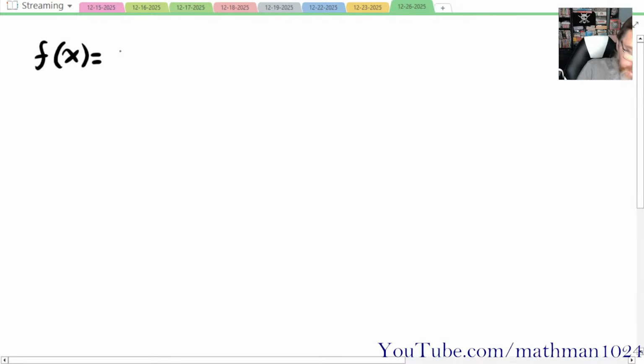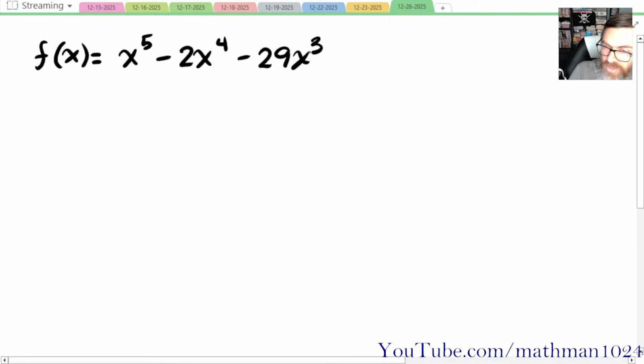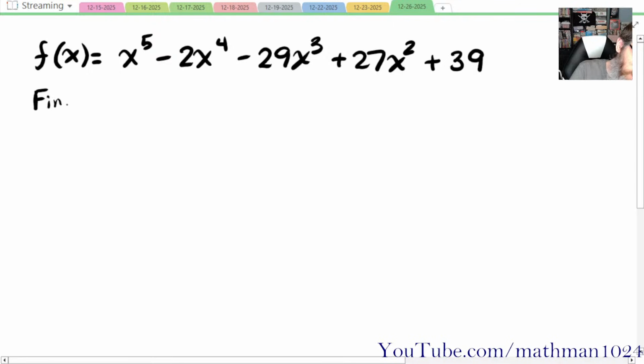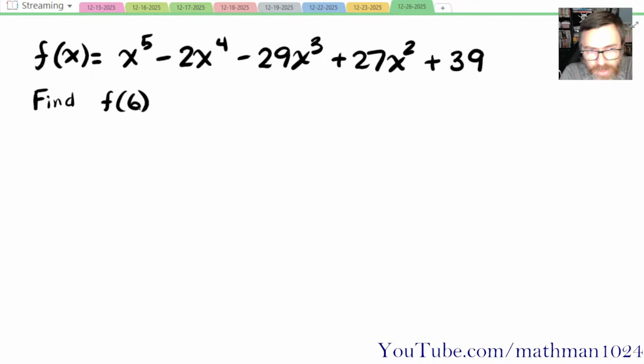Suppose we have f of x is equal to x to the 5th minus 2x to the 4th minus 29x to the 3rd plus 27x squared plus 39. And then I ask you to find or evaluate f of 6. Now, you could do this the long way and just replace all of the x's by 6 and do the math. I really don't want to do that, though.